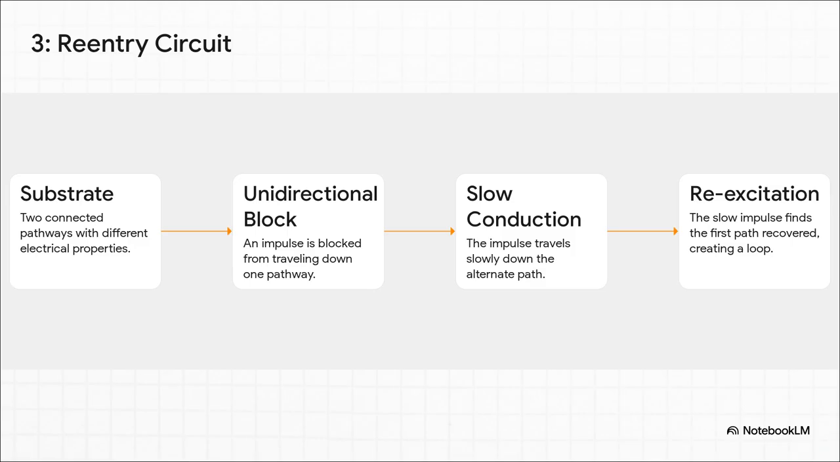Imagine the electrical impulse comes to a fork in the road. One path is temporarily blocked. So the impulse has to go down the other, slower path. By the time it gets to the end of that slow path, the first path is recovered, and the impulse can actually travel backwards up that first path, creating a continuous self-sustaining loop. It's a perfect short circuit.